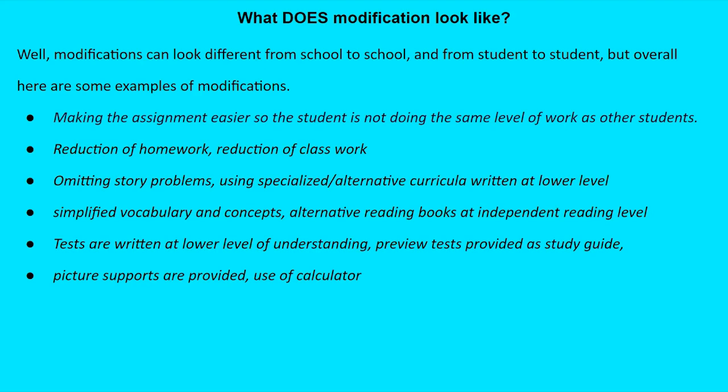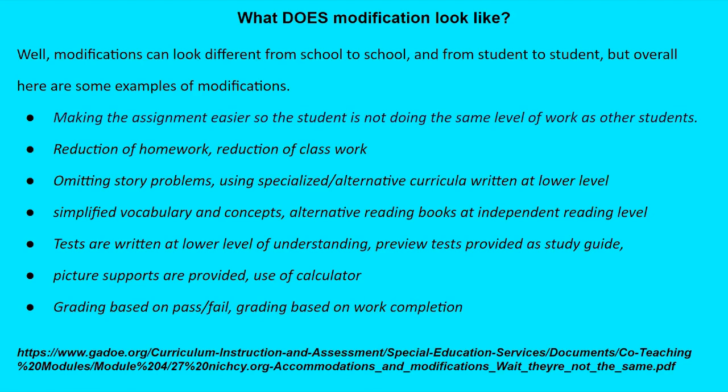Well, depending on the level of the student's need or where their understanding is at, they may need a calculator for all of the items or for some of the items. It just depends on their level of need and where they're at academically. And then grading based on pass-fail, grading based on work completion. So basically, when you modify the curriculum, you're changing the way the information is being taught. You're doing it in such a way that it changes the level of curriculum for the student.